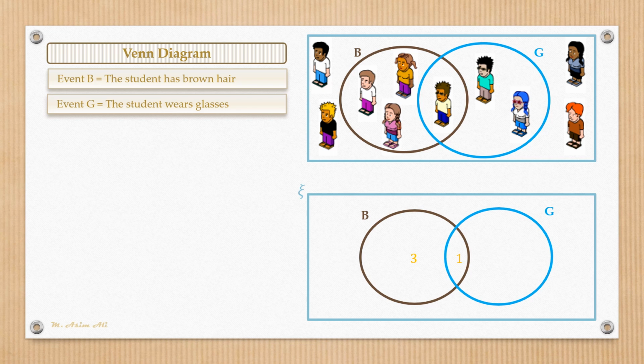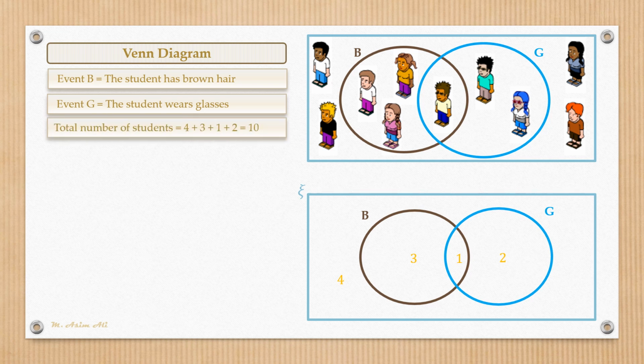Now 3 here. The number of students who have brown hair but are not wearing glasses is 3. They do have brown hair but they are not wearing glasses. And the total number of brown-haired students is, you can see, 3 plus 1. We will count that also. 2. Why 2 here? Because there are 2 students who are wearing glasses but do not have brown hair, right? They have a hair color different from brown, but they are wearing glasses, so there are 2 such students. And 4 students are not in either of the 2 sets. That means they neither have brown hair nor are they wearing glasses, so they are 4 in number.